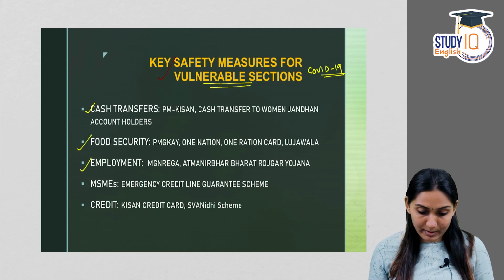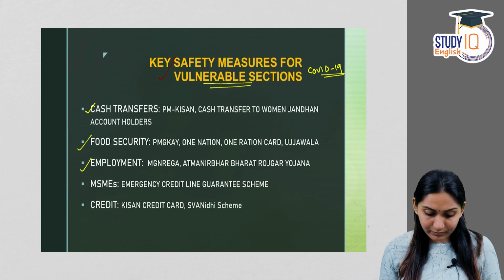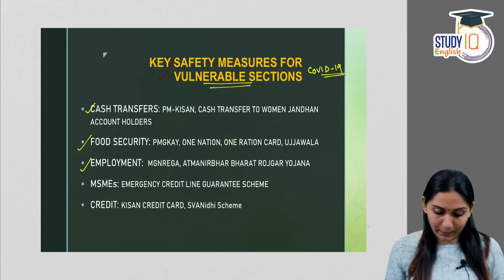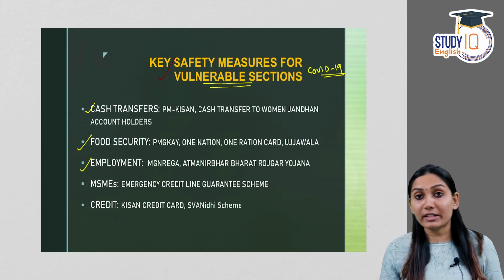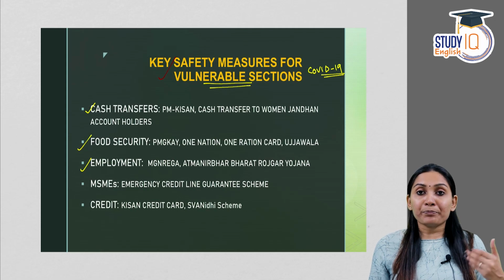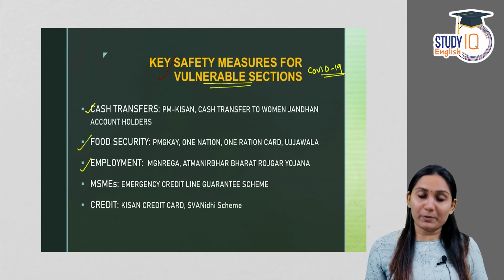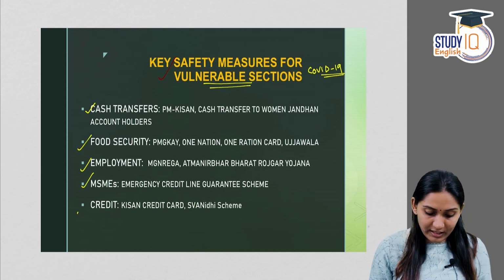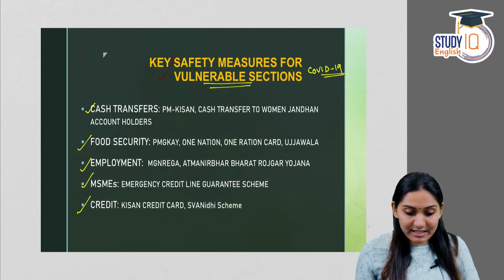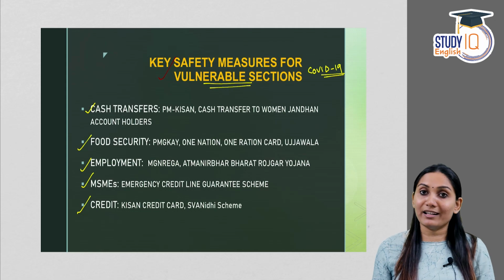Third one is employment generation, schemes related to generating employment. Then the MSME sector. The MSME sector being the backbone of the Indian economy and providing a large number of jobs and employment opportunities, was given special consideration. Then credit related schemes. So we will see each category and different schemes under each category.